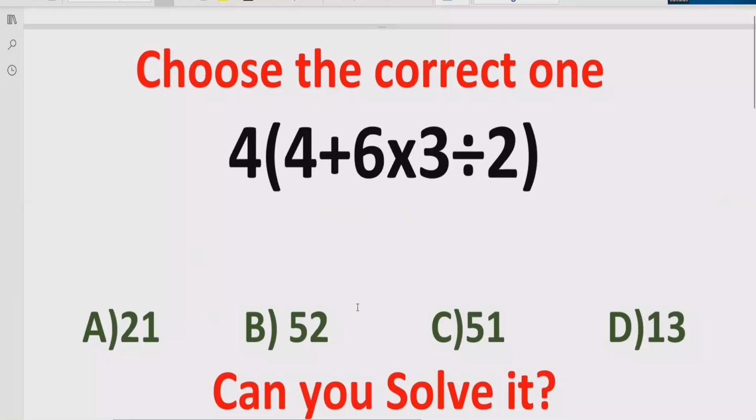Today we will solve another quiz which is related to arithmetic expression. The quiz contains a basic operation plus multiplication and division. So we have to solve this quiz using PEMDAS and BODMAS method and find out the correct answer. In the answer list we have 4 answers: 21, 52, 51 and 30. So let's see after solving it which answer is correct.